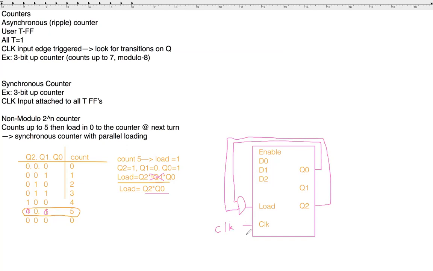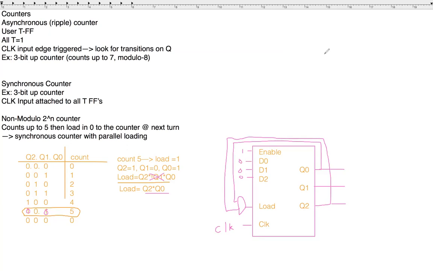So the clock input is attached. And then for our enable, it's going to have to be 1 to count. For parallel inputs, that's what we're going to input in here. So it's going to start at 0, 0, 0, correct? So that's why I'm just going to put that in as a starting parallel input value. And then our outputs, we're going to get our Q0, our Q1, and our Q2.